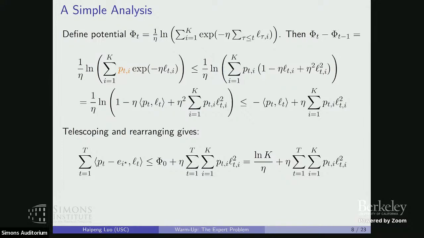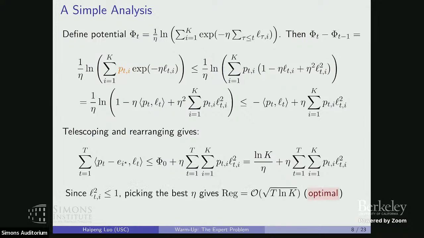But for the full information case, when the L t i are all bounded by 1, obviously this summation over i is just bounded by 1. So summing over t, you get eta t. So you have log k over eta plus eta t. When you pick the optimal eta, you get root t log k. That's how you prove a regret bound for the Hedge algorithm. And this turns out to be information theoretically optimal. You cannot do any better than this.